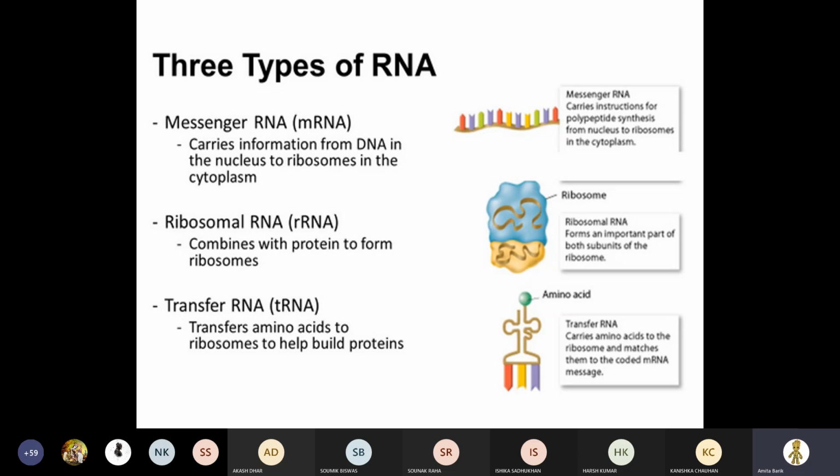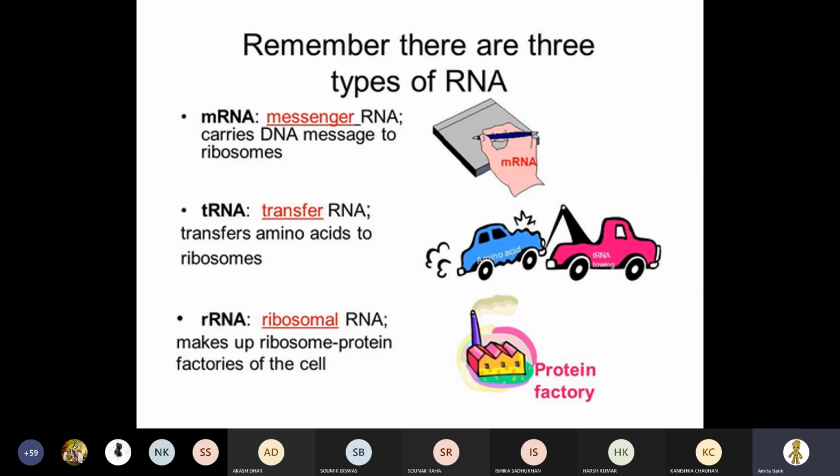Right. So this is a cartoon form so that it will become easy to learn. Messenger as the carrier RNA, so something like messages, time of tRNA, something like this, and ribosome protein factory.